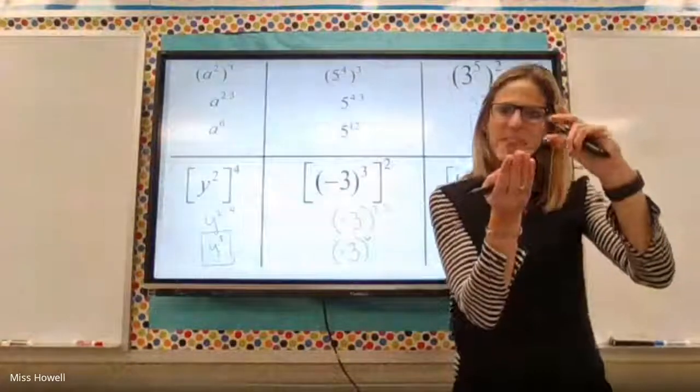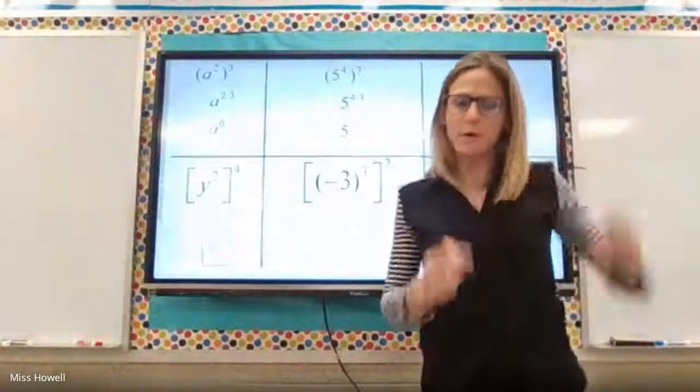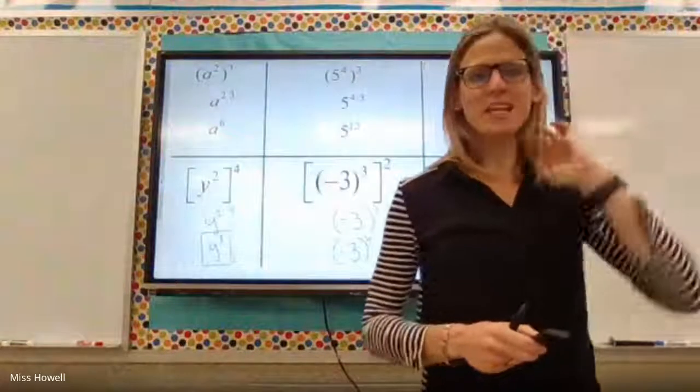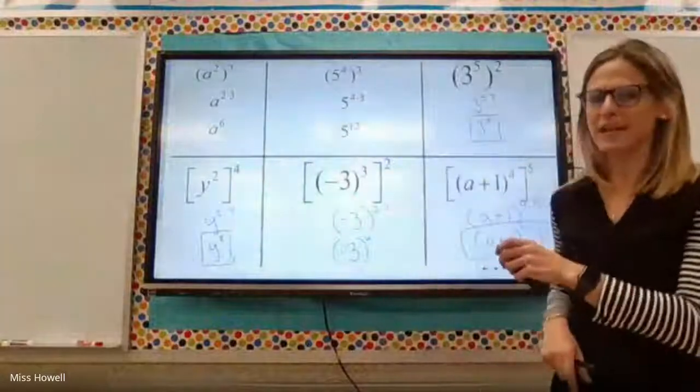Rule number 2, the power of a power rule, says that if I have a base with an exponent, and that base with an exponent has another exponent, then the exponents can get shared with each other, and when we share them, it is a multiply, not an add, so be careful.